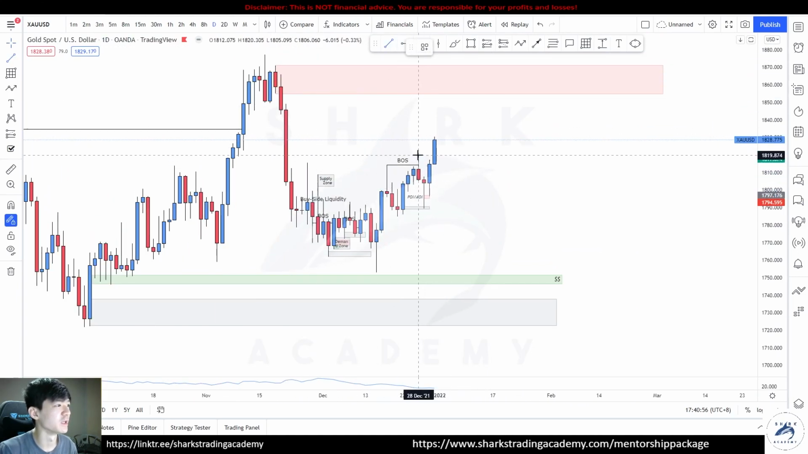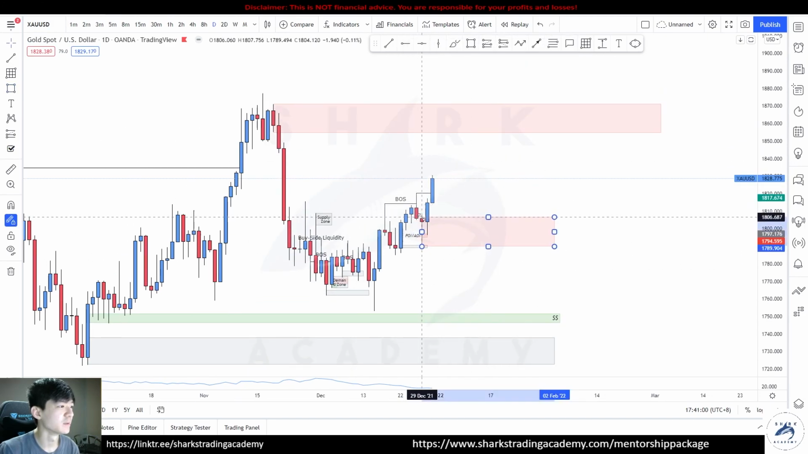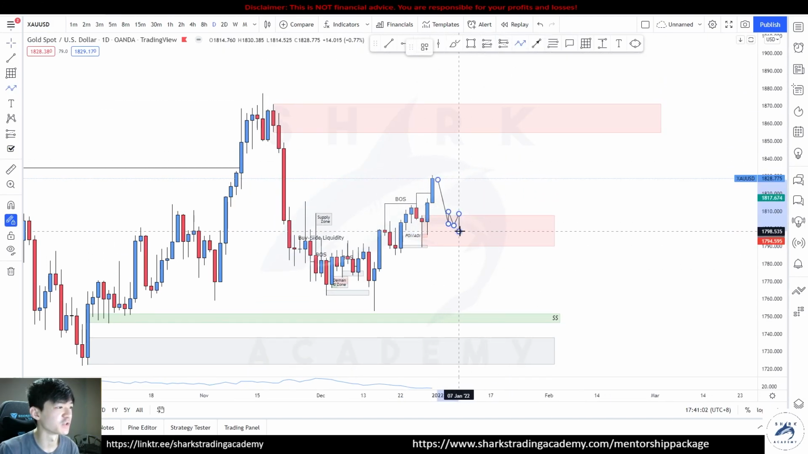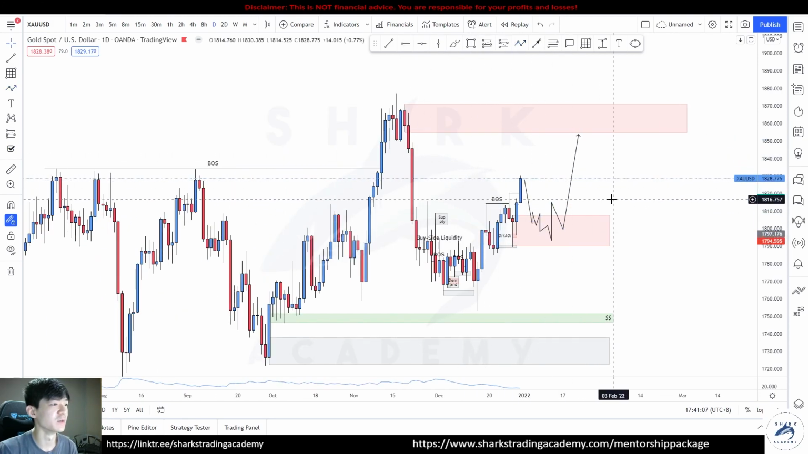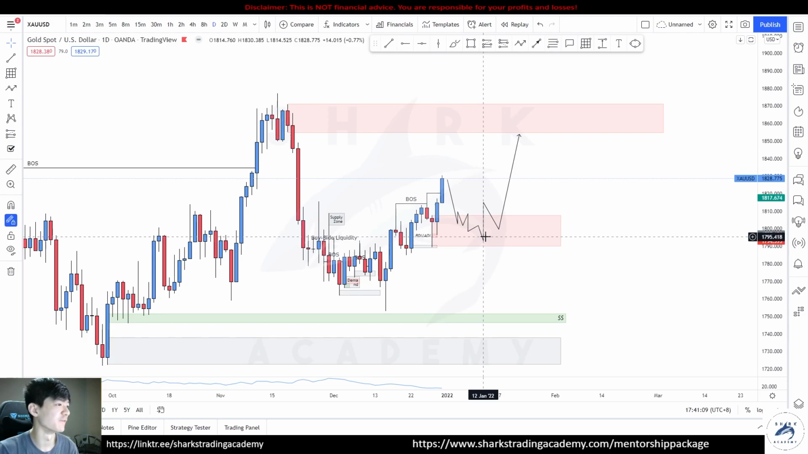We have a break of structure again. We have a demand zone here. Okay, so ultimately, same thing. We are looking for a lower time frame shift in structure before the breakout towards the upside. So this is definitely what I'm looking for and will be waiting for.